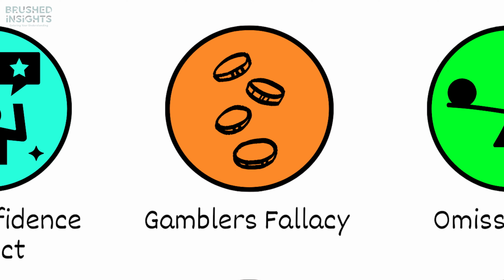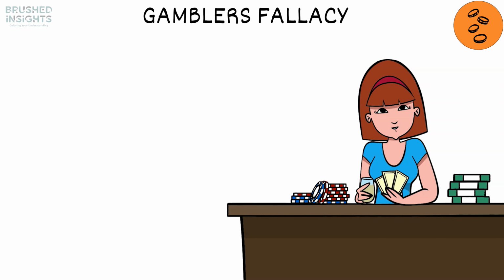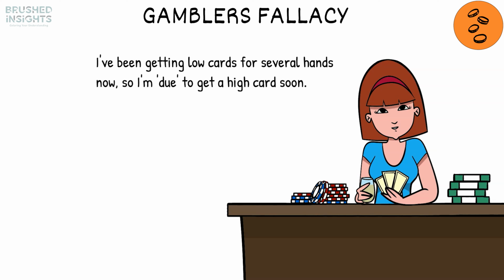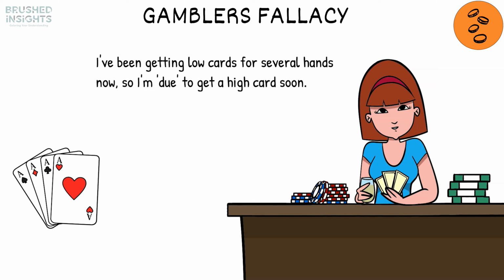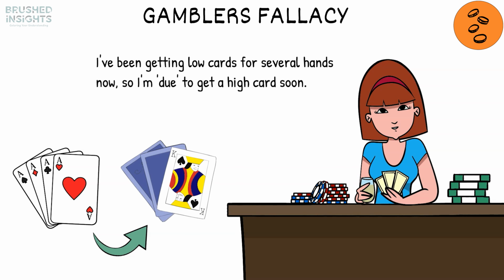Gambler's Fallacy. The gambler's fallacy occurs when individuals believe that past events influence future probabilities, mistakenly thinking that previous outcomes affect the likelihood of subsequent events. However, in reality, each event is independent, and past occurrences do not alter future probabilities. This fallacy often leads people to expect certain outcomes based on patterns or streaks, even though the underlying probabilities remain unchanged.